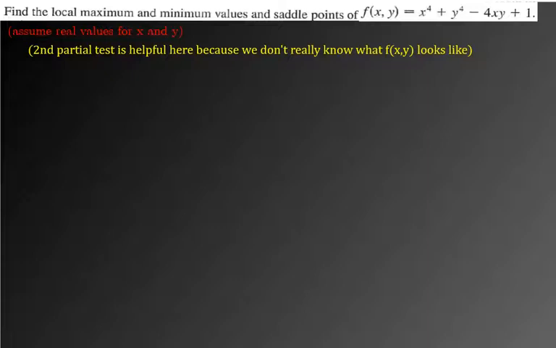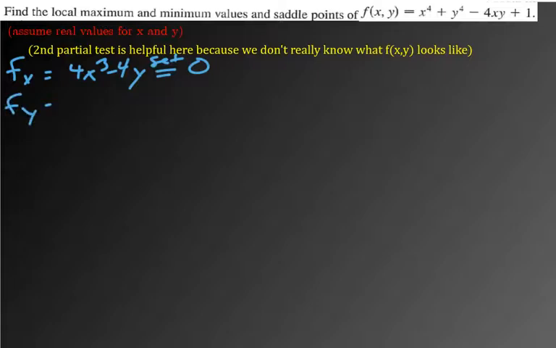Because if we didn't do that, it would be really hard to know what's a local max or min. You couldn't just use intuition, like knowing that it's a paraboloid or something like that. So we've got to find the critical points first. Let's do that. We need f with respect to x, which is going to be 4x cubed minus 4y. And then we're going to set that equal to 0.